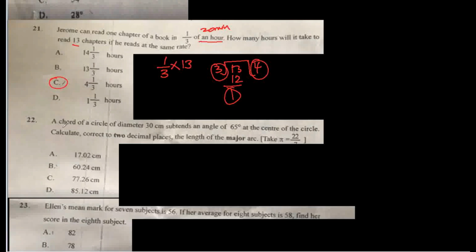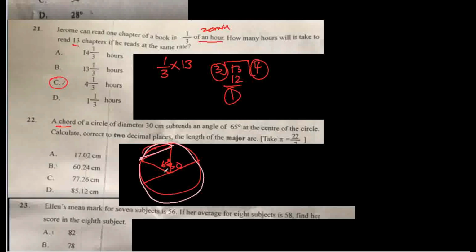Next, a chord of a circle of diameter 30 centimeters subtends an angle of 65 degrees at the center of the circle. Correct to two decimal places, find the length of the major arc. So let's say the diameter is 30. This is the minor arc because of this chord, and this is the major arc.